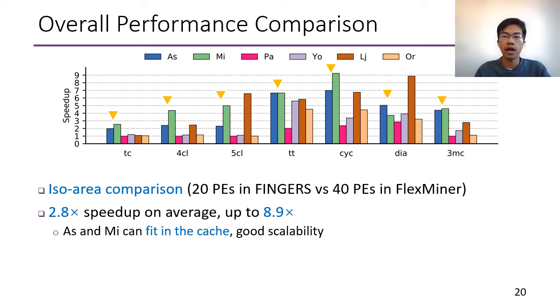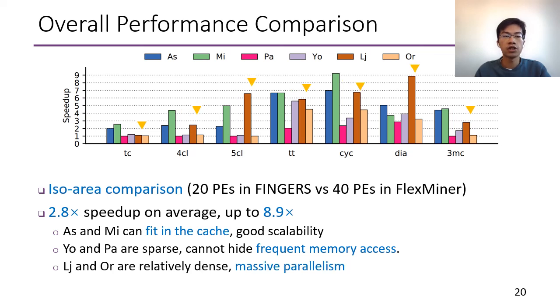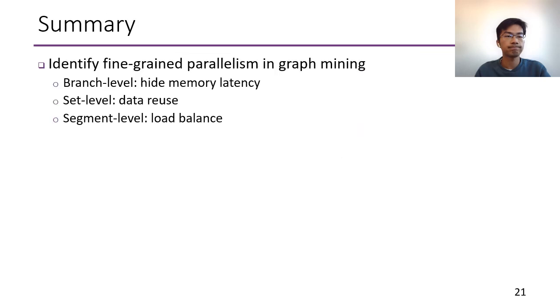Graph AS and MI can fit in the cache, so the performance is not bounded by memory latency. YO and PA are sparse. Their memory access cannot be fully hidden by computation, leading to limited speedups. LJ and OR are relatively dense. They have higher speedups due to massive parallelism.